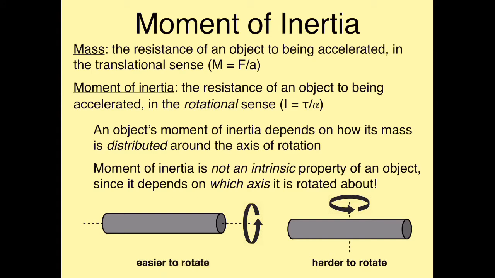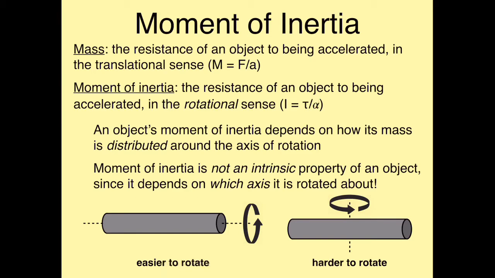Now, mass and moment of inertia are different because an object's mass is just its mass. There's nothing else to say. If an object is 2 kilograms, that's pretty much the end of the story. But when it comes to an object's moment of inertia, that actually depends on how the mass is distributed around the axis of rotation. So moment of inertia is not some kind of intrinsic property of an object. It actually depends on which axis you rotate it about. And this is easy to see if you take a look at this example here.